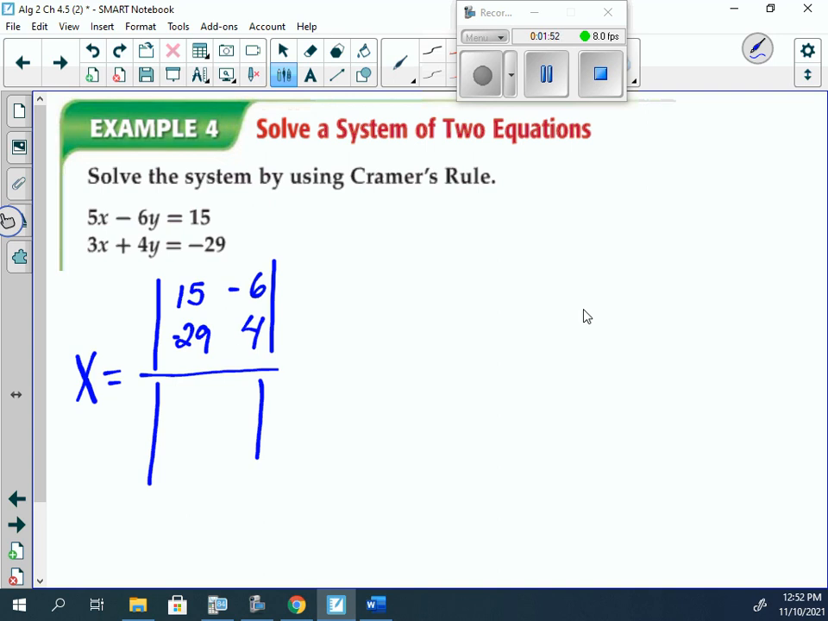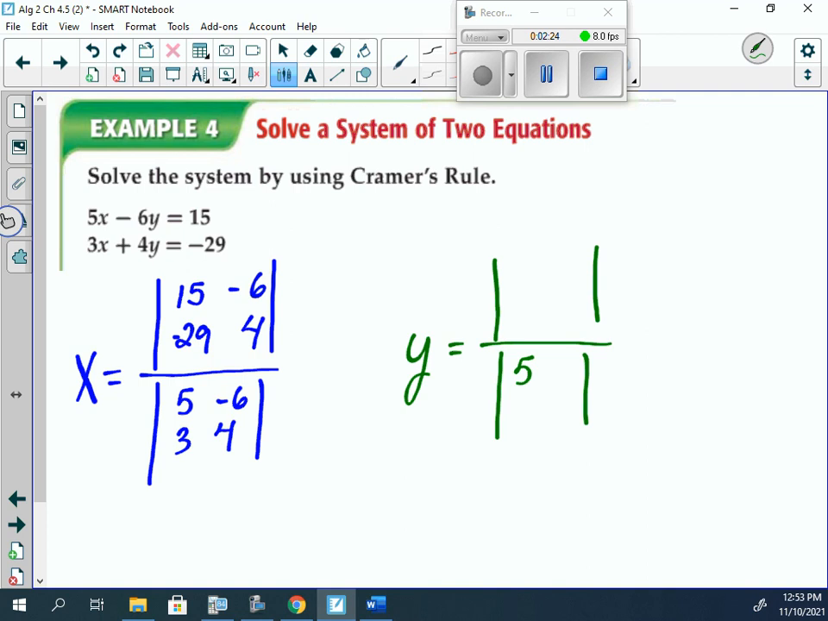Any questions on this so far? Now, the denominator is just going to be the values in front of the variables. So we'll have 5, negative 6, 3, and 4. Now we just need to take those determinants. We can also go on and set up y's equation. Determinant on top, determinant on bottom. The bottom will stay the same. It's going to be 5, negative 6, 3, and 4.